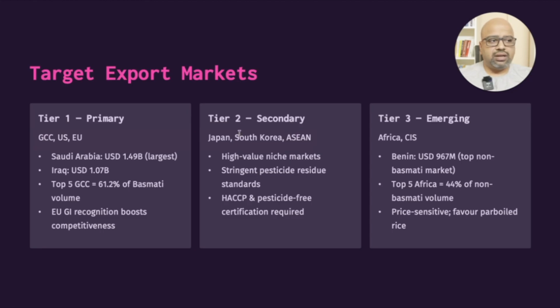And secondary, you can target Japan, South Korea, mainly the Asian market, wherever the Asian diaspora is. Rice is a good product to sell there. And emerging markets are Africa and Central Asia, so you can target there. That will really help you to grow your business.